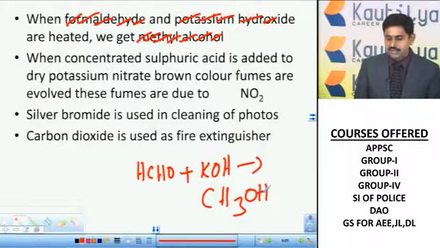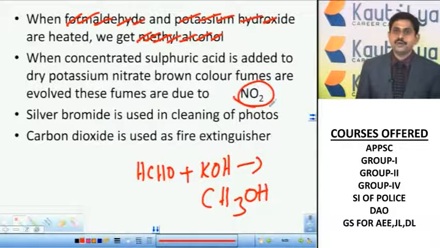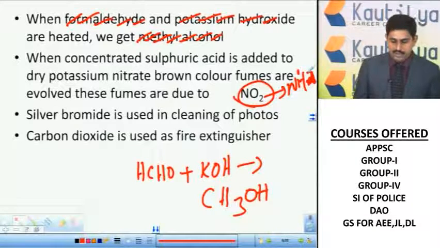When concentrated sulfuric acid is added to dry sodium nitrate, we get fumes of brown color. This is because of the release of NO2 gas. These fumes are nothing but nitrogen dioxide. Concentrated sulfuric acid, HNO3, and potassium nitrate, KNO3. When sulfuric acid and nitric acid are mixed and some heat is applied, there is evolution of brown-colored fumes.